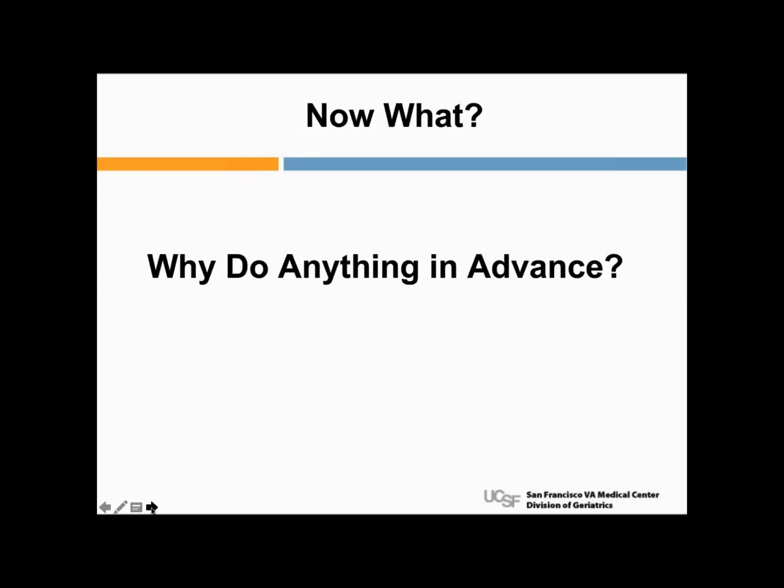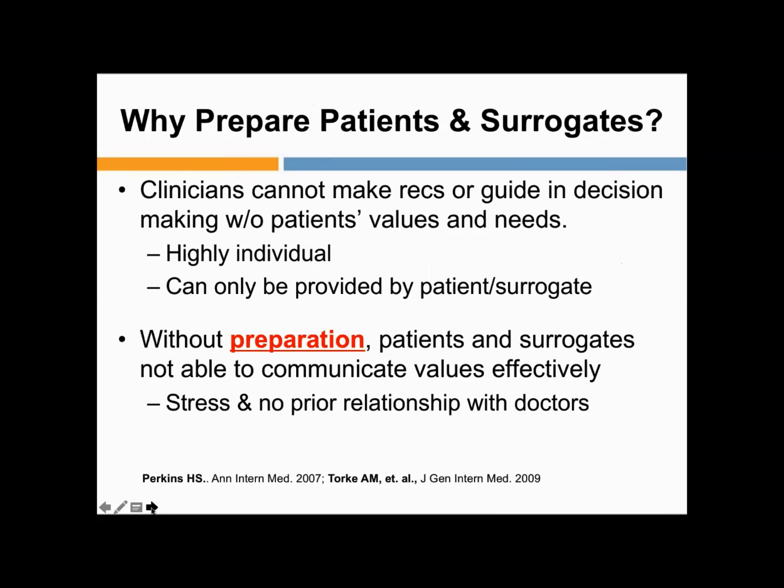So why, some people will just throw up their hands and say, why do anything in advance? And there's a camp of people who think maybe we shouldn't be doing advance care planning. But I can tell you that we clinicians can't make recommendations or guide patients or their family members in decision-making without the patient's values and needs. And sadly for the patient, this is highly individual, and it can only be provided by the patient or the surrogate. And you can imagine that without preparation, patients and surrogates will not be able to communicate their values effectively, especially if they're sick, especially if there's high emotion and stress, and especially for people who might be coming into the hospital and have no prior relationship with the doctors, nursing staff, and other clinicians that they might be seeing in those situations.